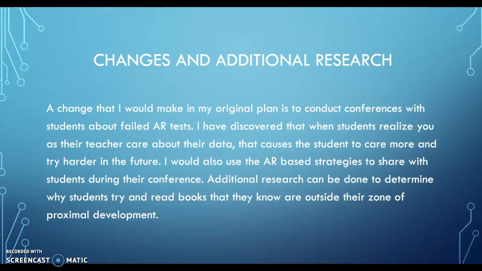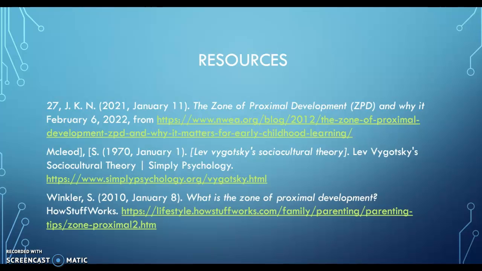Additional research can be done to determine why students try to read books that they know are outside their zone of proximal development. The last slide here shows the sources that I used to present the summary of background literature research connected to the identified problem.